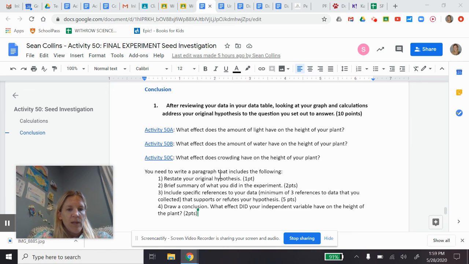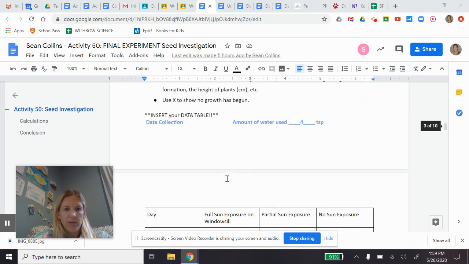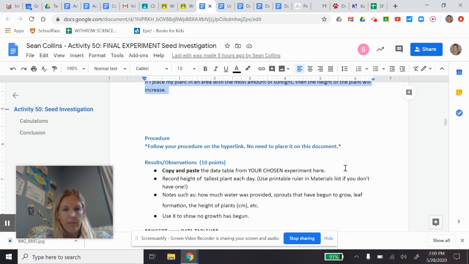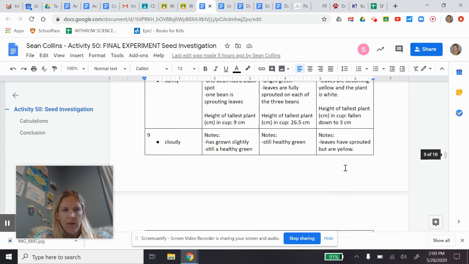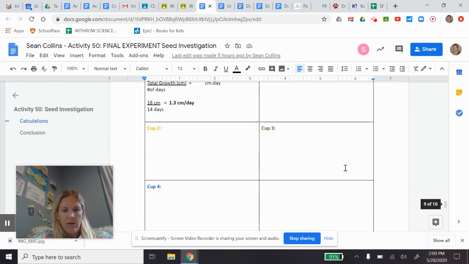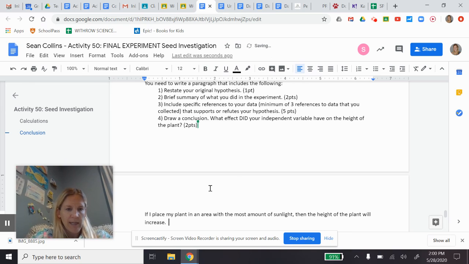And so you need to write a paragraph that includes the following. You need to restate your original hypothesis. So I'm literally going to go up to the hypothesis right here. If I place my plant in an area with the most amount of sunlight, then the height of the plant will increase. And I'm going to go all the way back down. I'm going to start by just pasting that there because I'm going to need it.